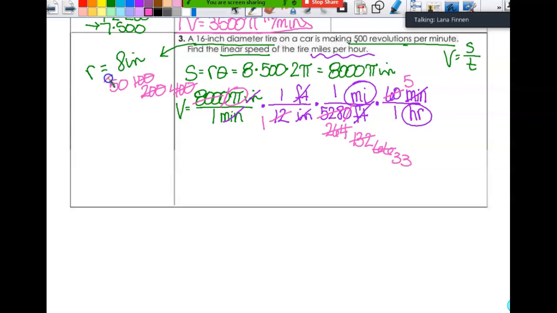So I'm going to circle what I have, so I don't lose it. I have this 5, because I don't want to forget about him, and I've got this 33. So now I just have to multiply 5 times 50, and I get 250 pi over 33, and that is miles per hour.